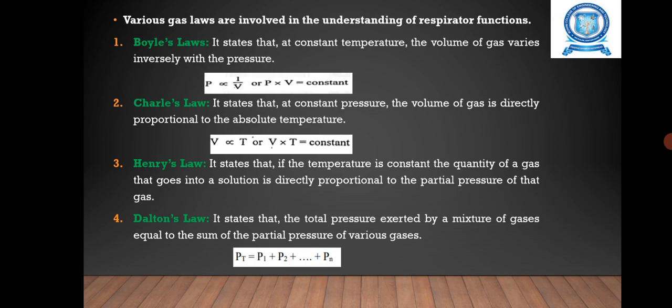It states that at constant pressure, the volume of a gas is directly proportional to the absolute temperature. Then the next law is Henry's law. It states that if the temperature is constant, then the quantity of a gas that goes into a solution is directly proportional to the partial pressure of the gas. The last law is Dalton's law. It states that the total pressure exerted by a mixture of gases is equal to the sum of the partial pressures of the various gases.